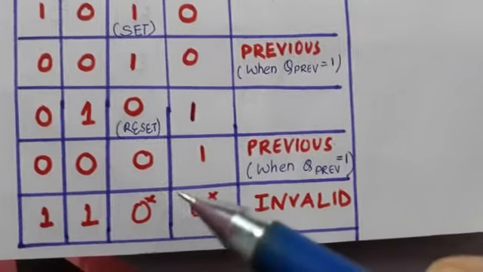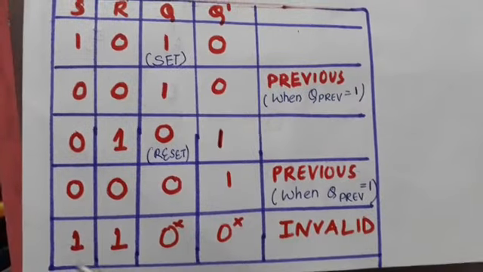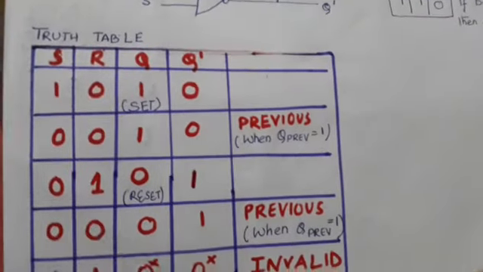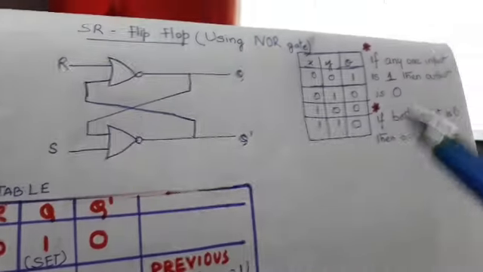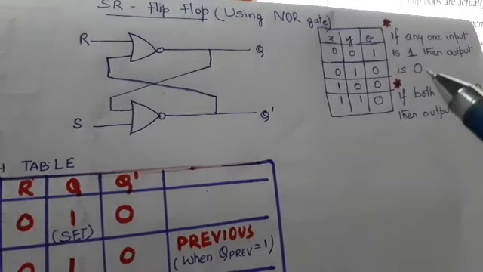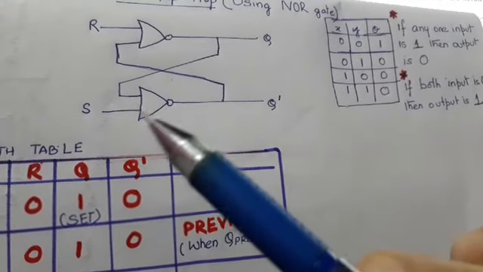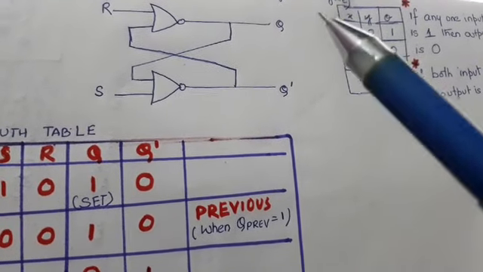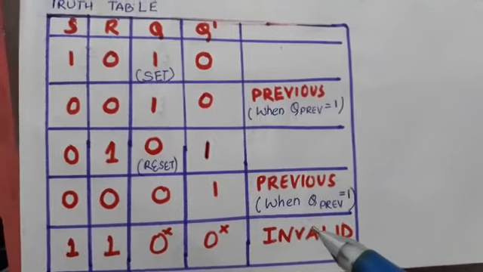Okay, and then last one is 1 1. We are left with this. So when we have 1 1, then we can use this pattern. If any input is 1, then output is 0 in both the cases, in R and S. But then that leads to a problem, because whenever we use 1 as any input, then output is 0. So from the top also we are getting 0, that means Q is 0, and below is 1, so irrespective of this it will be 0. But Q prime is also 0. How is that possible? That is not possible. That is why this kind of behavior leads to what is known as invalid state.